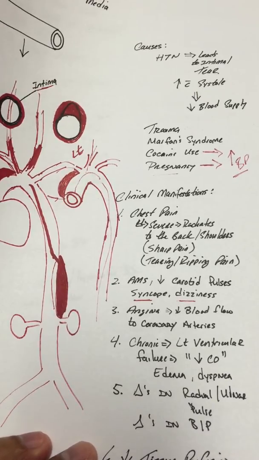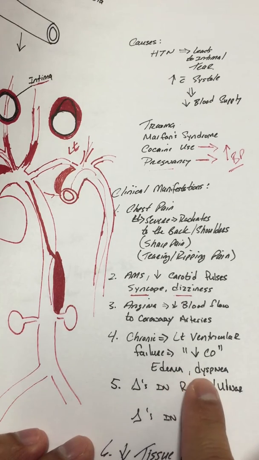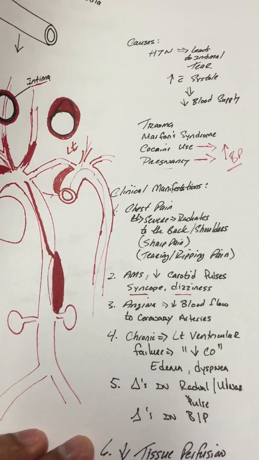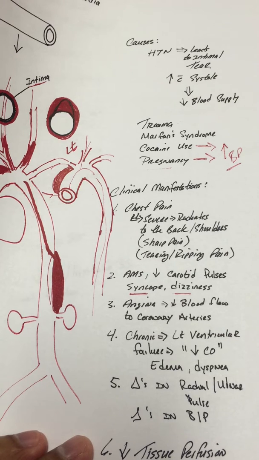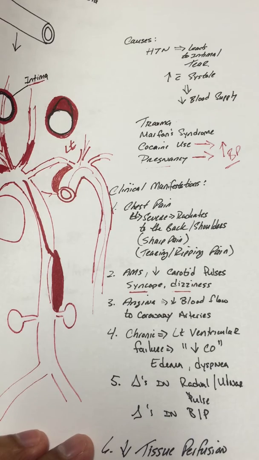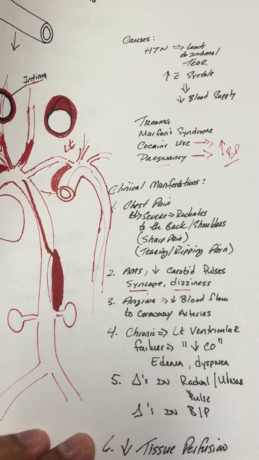So you always want to auscultate your lung sounds. Patients will most likely, if they are having pulmonary edema, they may also have some dyspnea. You may notice some jugular vein distension, some edema or peripheral edema in the lower extremities.